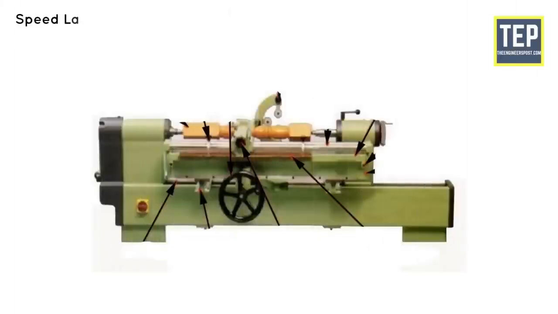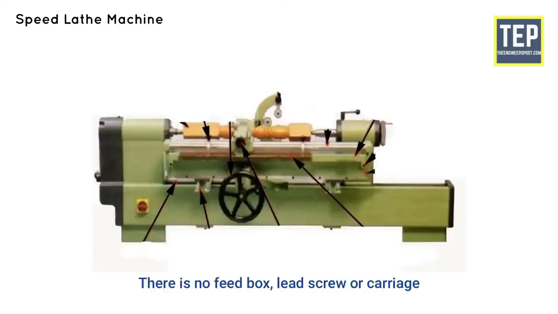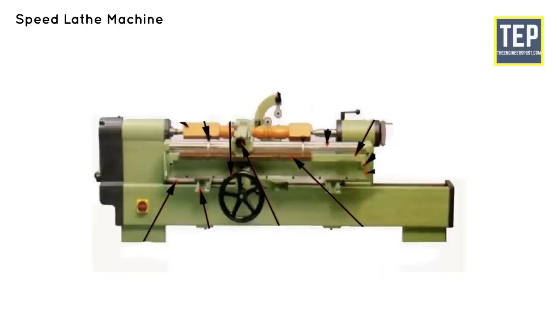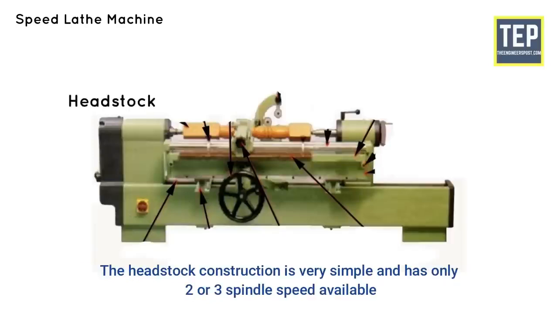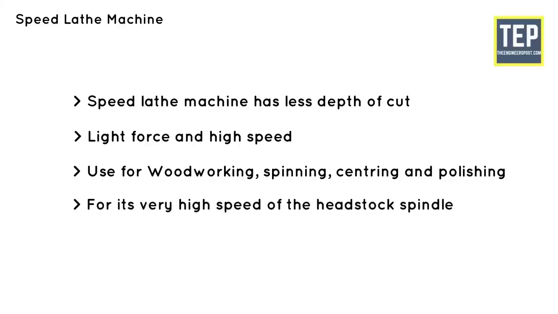Speed lathe machine. Speed lathe machines are simple in construction. It has a bed, headstock, tailstock and tool post, but there is no feed box, lead screw or carriage in this machine. The tool is mounted on an adjustable slide and is fed into the work purely by hand control. The headstock construction is very simple, with only 2 or 3 spindle speeds available. The speed lathe machine has less depth of cut, light force and high speed, and is used for woodworking, spinning, centering and polishing. The name speed lathe has been given for the very high speed of the headstock spindle.